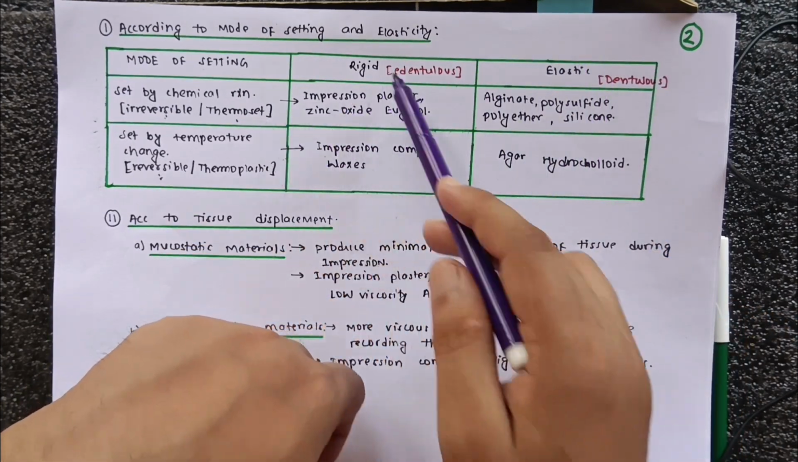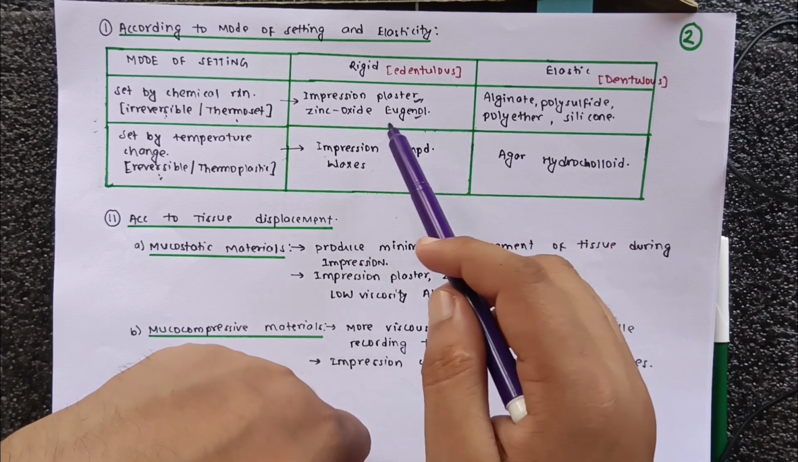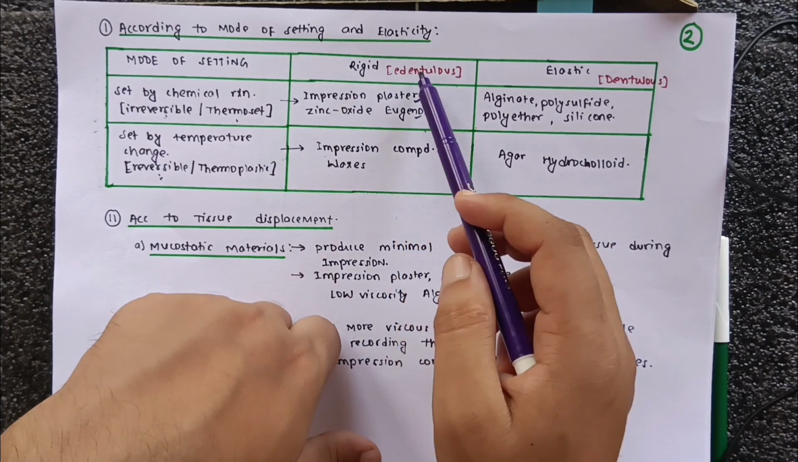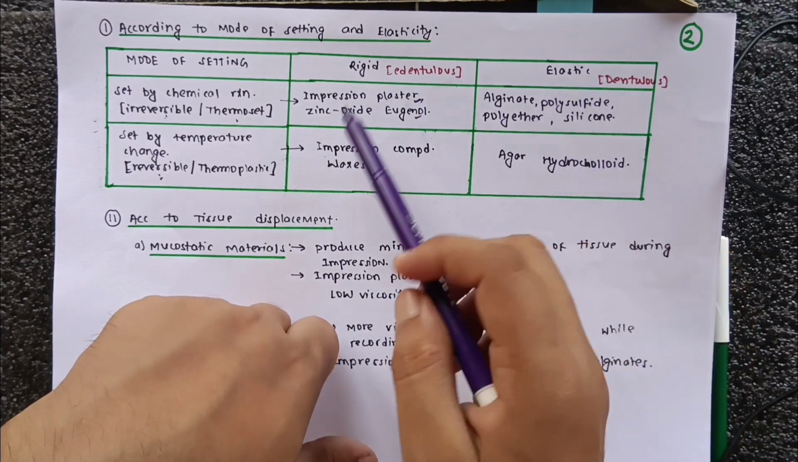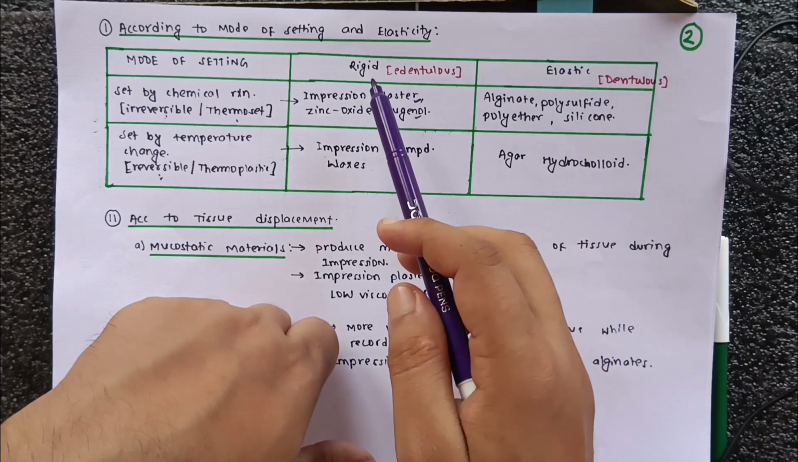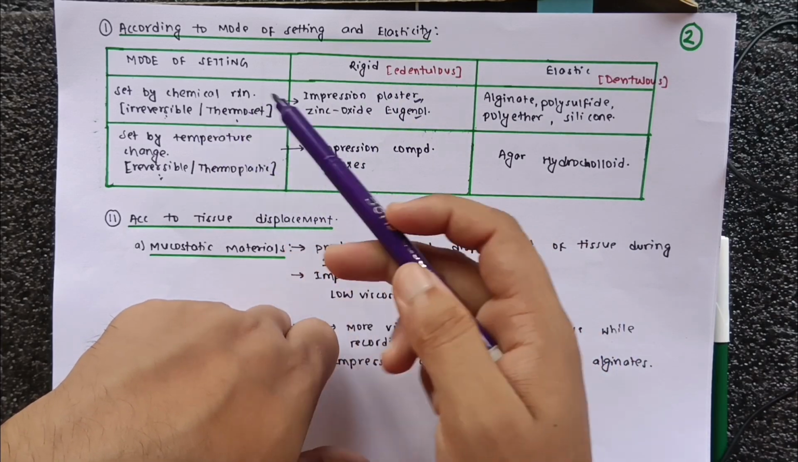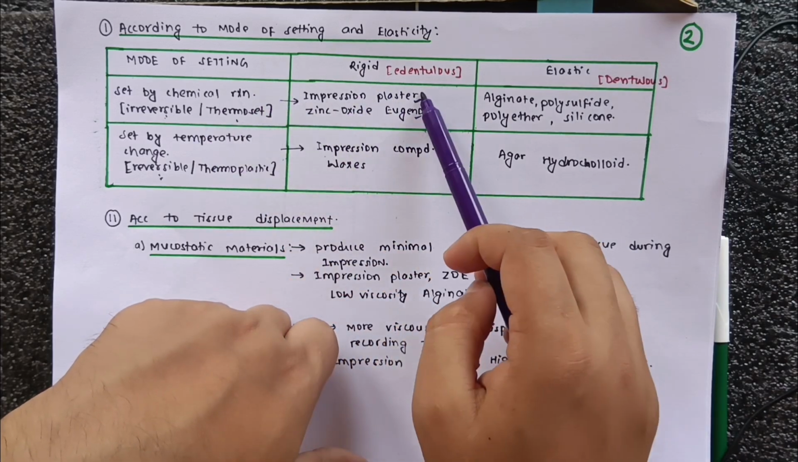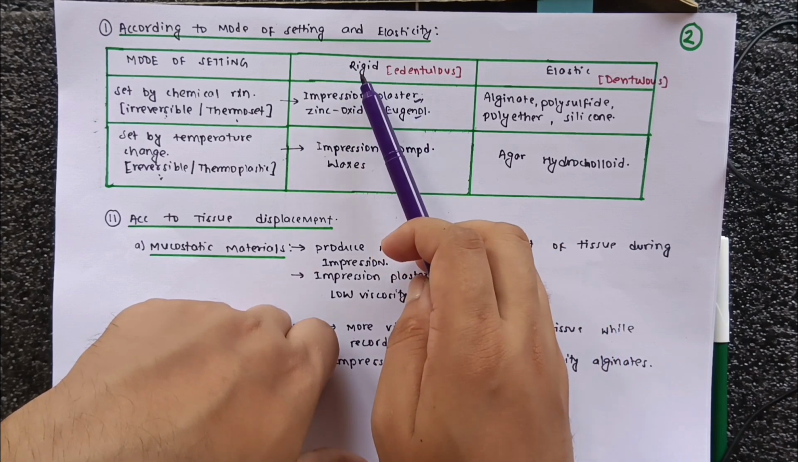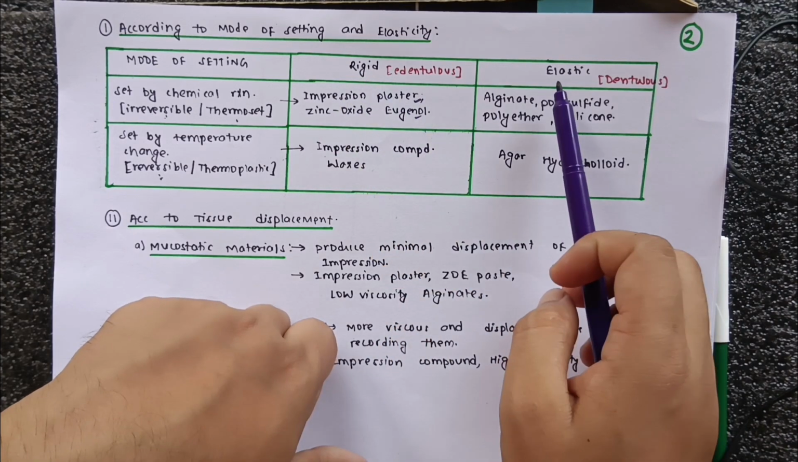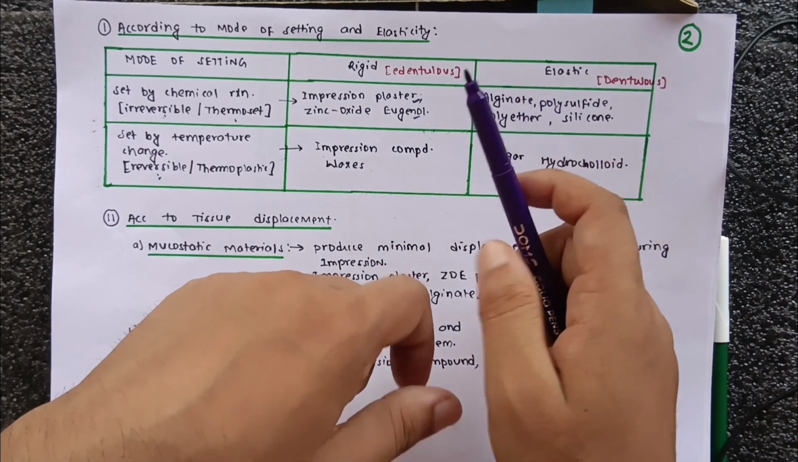And there is another table also. In this table itself it is written that some are elastic and some are rigid, on this chemical reaction section too. So the impression plaster and zinc oxide eugenol are rigid, and elastic is the alginate. So I think you have remembered that.